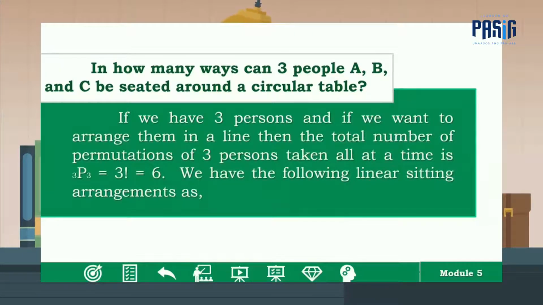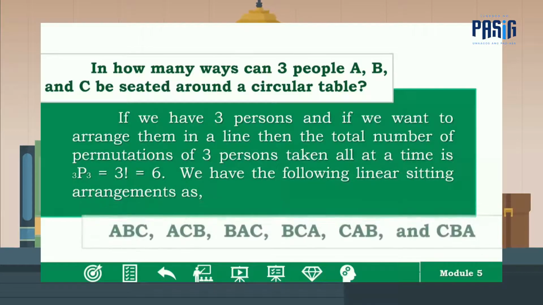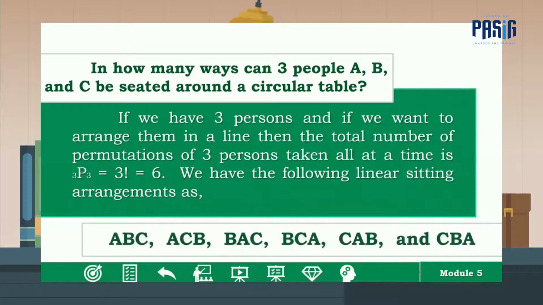If we have 3 persons, and if we want to arrange them in a line, then the total number of permutations of 3 persons taken all at a time is permutation of 3 taken 3, which is equal to 3 factorial, which is equal to 6. We have the following linear seating arrangements: ABC, ACB, BAC, BCA, CAB, and CBA.